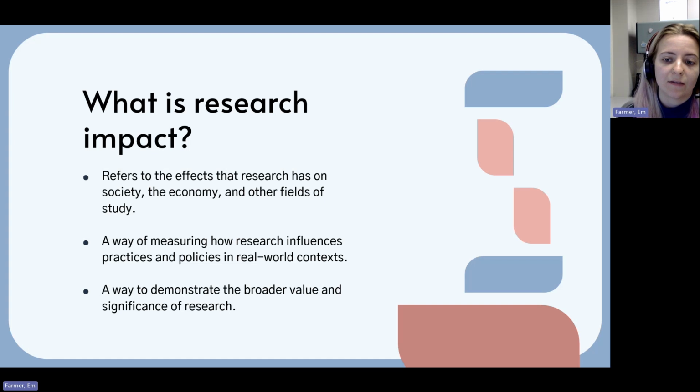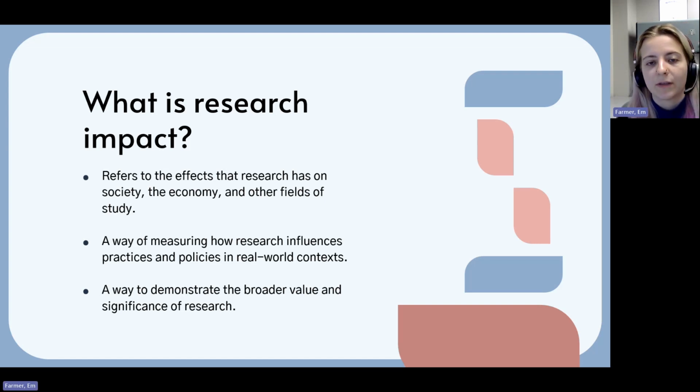Non-academic impact is how your research is influencing the world outside of academia. How have you affected the culture, society, the government, different institutions like companies or groups? How has what you've done changed what they are doing?